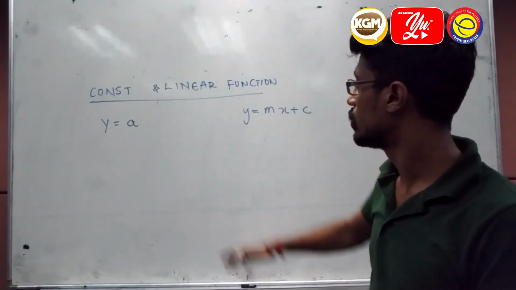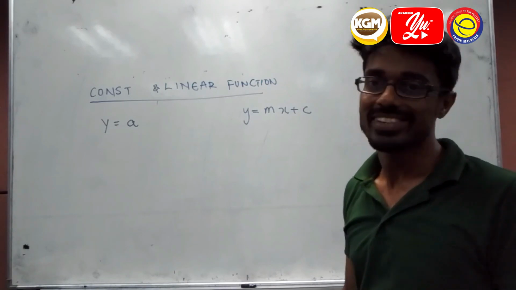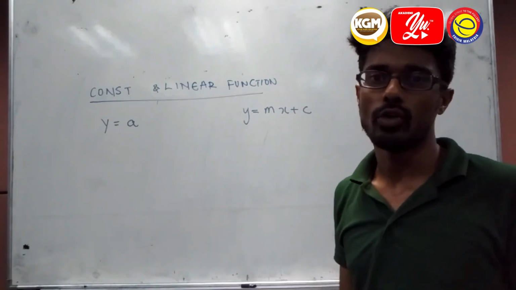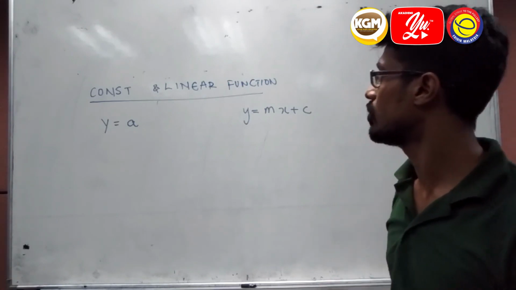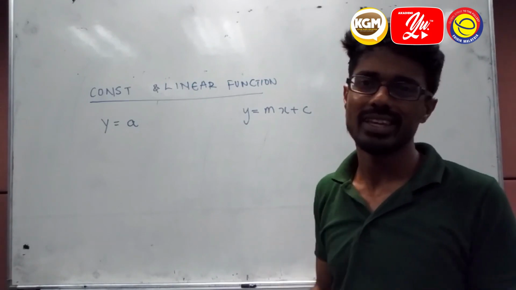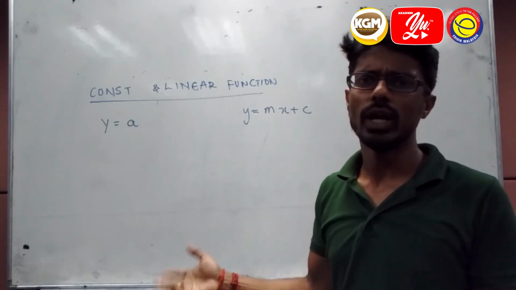Let's go. So constant function and linear function. So these are something that you got exposed to, like I think 4 or 5 years now. So it's like fairly straightforward. Okay, what is a constant function? Constant function means the value of y stays the same for all values of x.